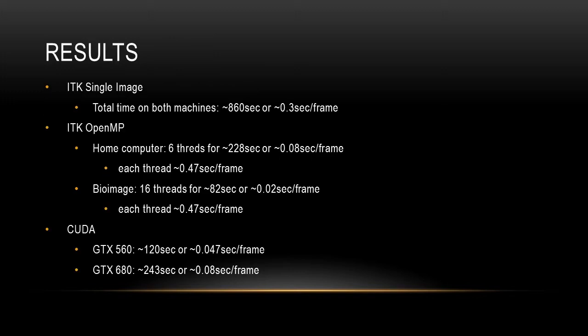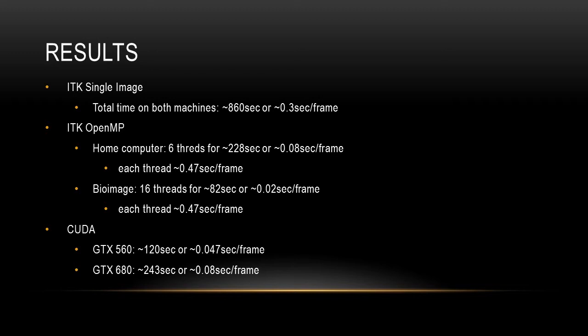So here are my results. If you run ITK in a single thread, it takes on average 0.3 seconds a frame, so the job took about 860 seconds. Now if you use OpenMP, you can get a speed up. On my home computer, using 6 threads, I was able to get it down to 0.08 seconds a frame, which is roughly a speed up of 4.